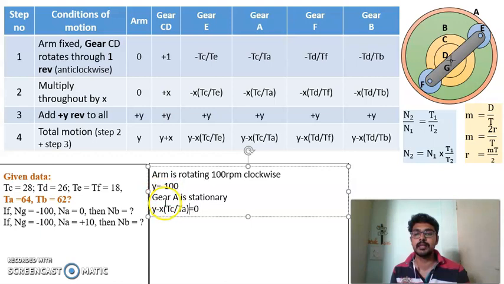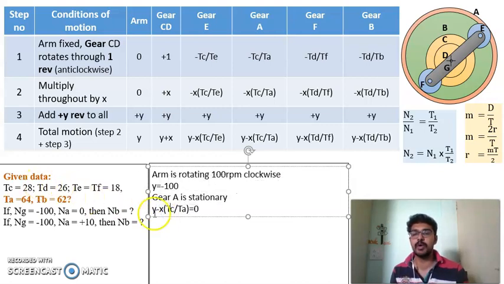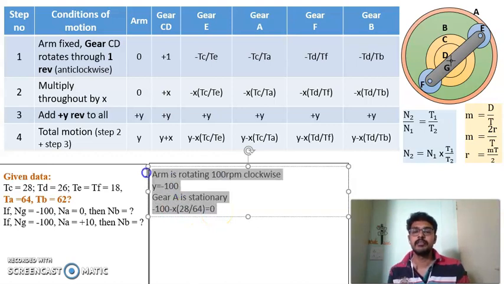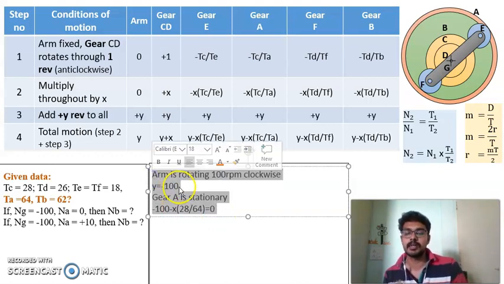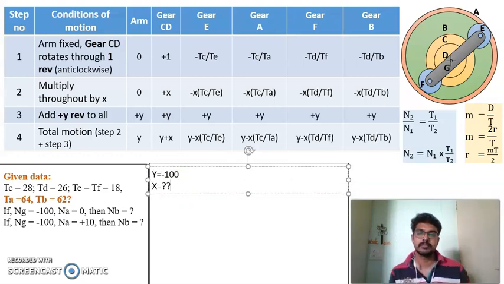Now y is equal to minus 100. Making substitutions over here, we will be getting the value of x. Value of TC and TA we know, where TC is equal to 28 and TA we have calculated, so this is equal to 64, and this y we have calculated in the previous step and it is equal to minus 100. So in this equation only x is the unknown and we will be getting x. Now once you do this calculation, I am not doing it over here.